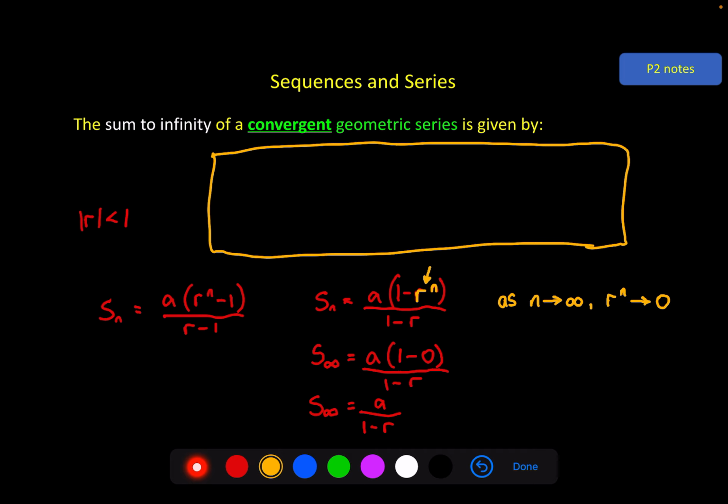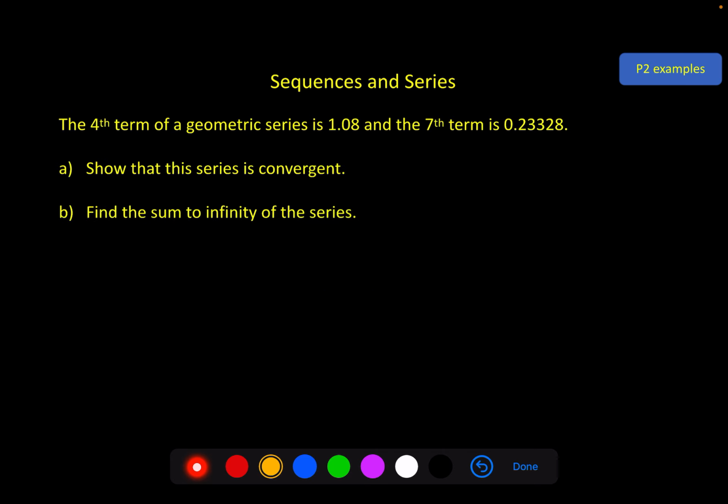So we have this slightly simpler formula. So the sum to infinity of a convergent geometric series is given by this formula, a over 1 minus r. Now it's very important we also tag on here that this is only true where the magnitude of r is less than 1. Okay, so that's the formula. That's the idea. Let's apply it to a few examples.